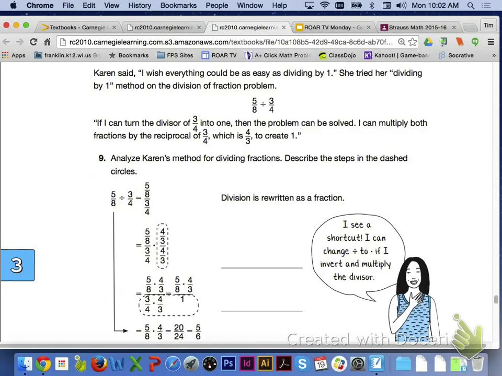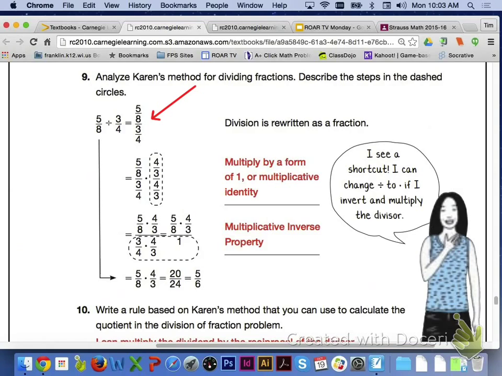So if we take a look at number 9, let's analyze Karen's method for dividing fractions, and we want to make sure that we describe the steps in the dashed circles. Write those on each line. Let's go over that together. So just go ahead and write these steps in as we go along, and hopefully this will give you a better understanding of how we can divide with fractions.